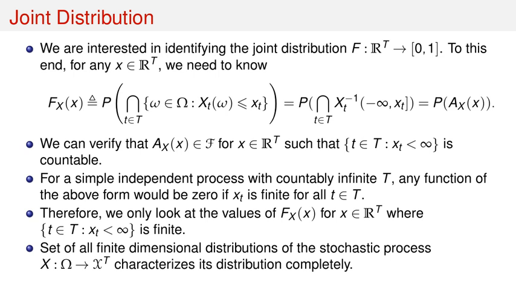The set of all finite dimensional distributions, FDDs, of a stochastic process X from Omega to script X to the T characterizes its overall distribution completely. This is a fundamental result by Kolmogorov.